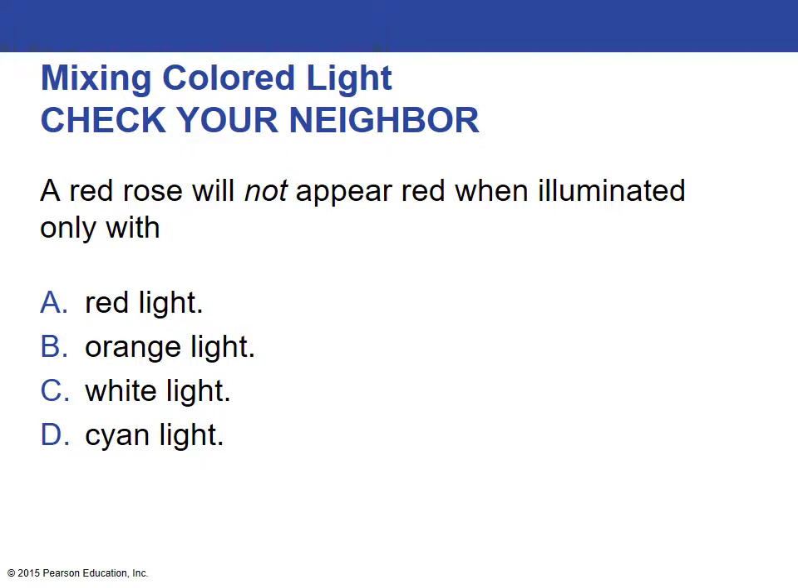So let's try another review question. A red rose will not appear red when it's illuminated only with red light, orange light, white light, or cyan light. So which one of those colors does not have red in it? The answer is cyan light. So cyan is a mix of blue and green light. So if you don't have, again, red light going into something, then red light can't be reflected and you can't see the color red.